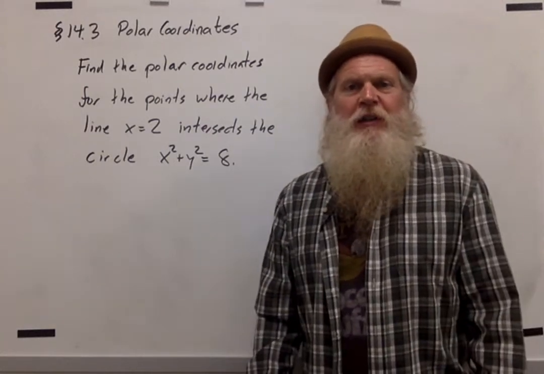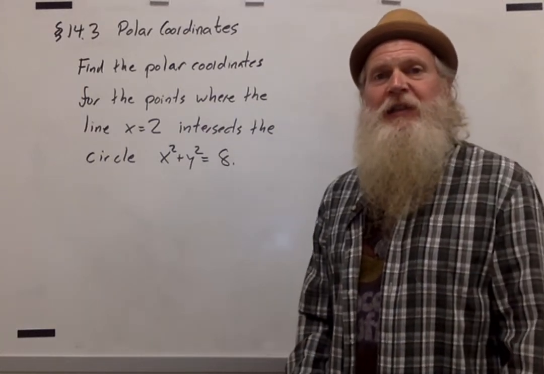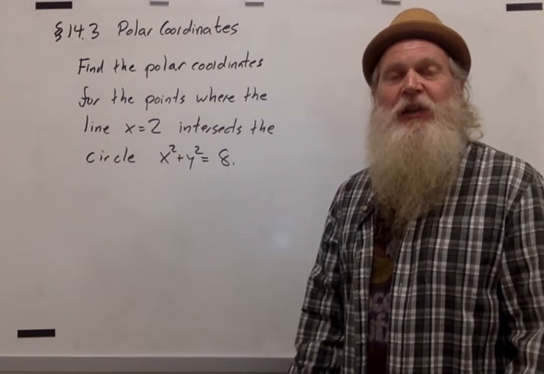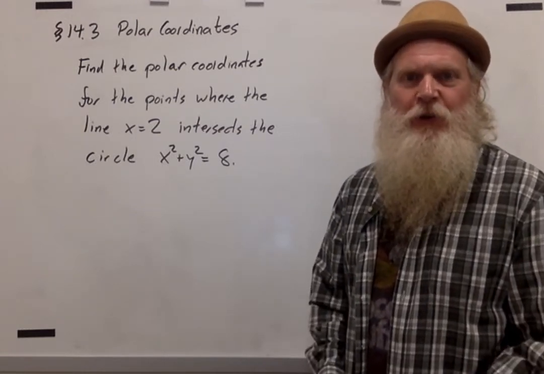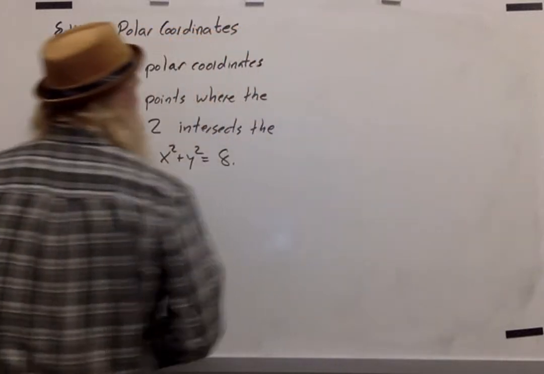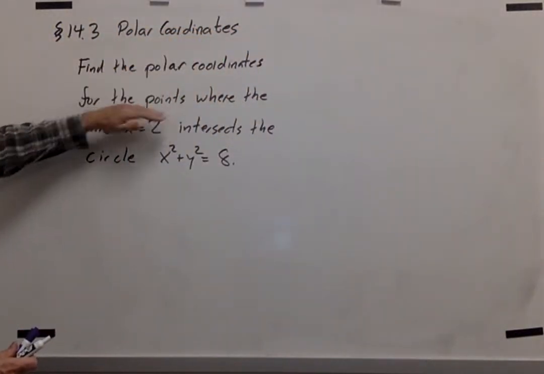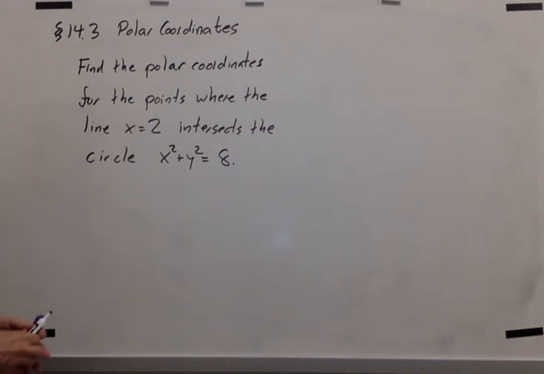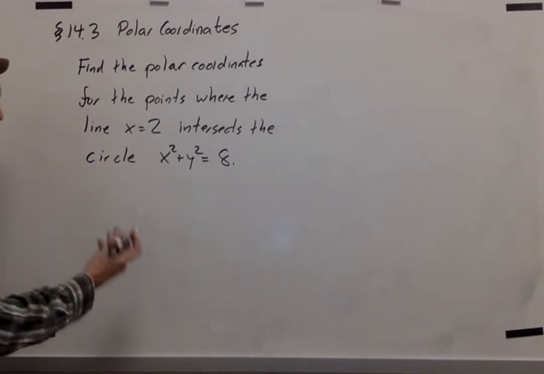Let's continue to practice polar coordinates by doing a couple of examples or a couple of calculations that will help us with examples we do in later videos for section 14.3. For the first one, let's see if we can find the polar coordinates for the points where the line x equals 2 intersects the circle x squared plus y squared equals 8.